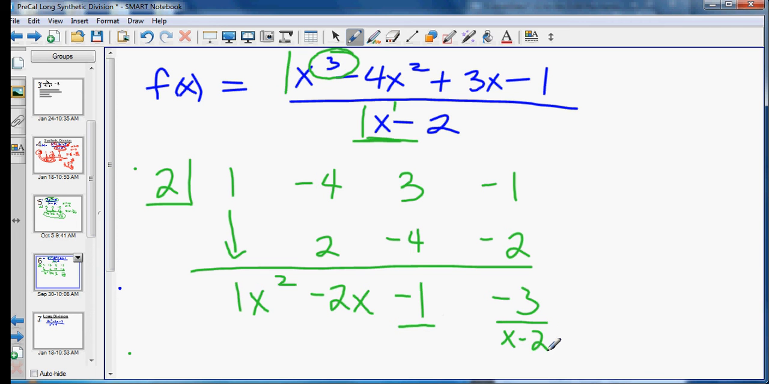So our final answer should be x squared minus 2x minus 1 minus 3 over x minus 2. And I know one question I get a lot is, well, can I just always put plus and then just put the negative on top? You certainly can. I think it's better to just bring it out as a minus, but it's certainly not incorrect to do it that way.